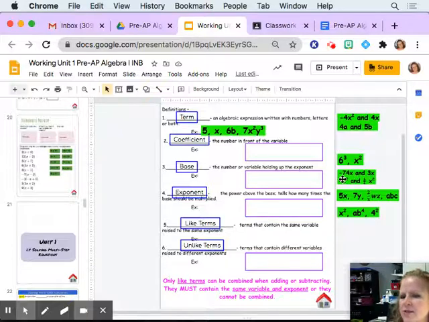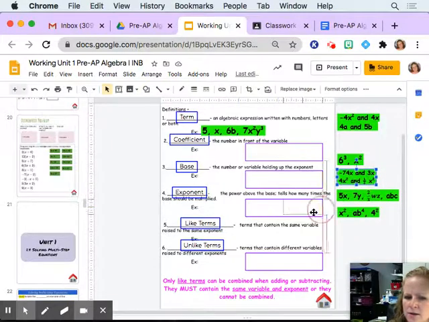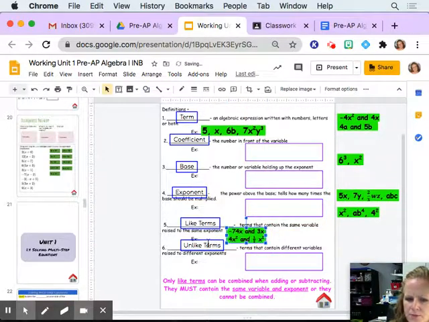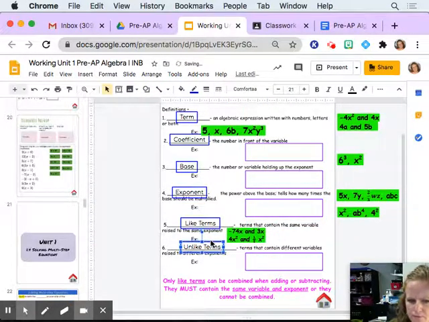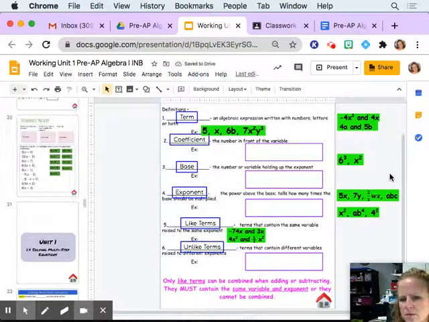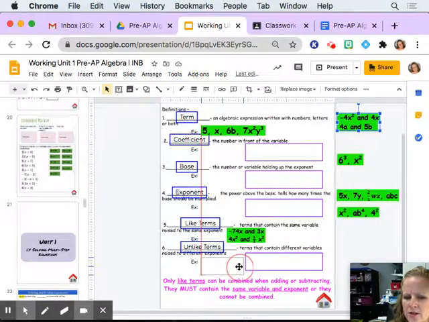So look at this one, negative 7 4x and 3x. And then 4x squared and half x squared, sorry, that was x squared. Those are like terms. Negative 4x squared and 4x, and then 5b and 4a. Those are unlike terms.